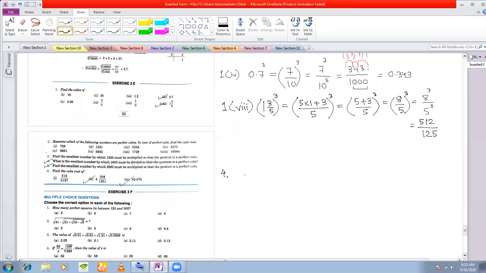Let's move on to the next one. Number 4. What is the smallest number by which 1600 must be divided so that the quotient is a perfect cube? Question is, what is the smallest number by which 1600 must be divided so that the quotient is a perfect cube? So the word here is divided. By what number 1600 must be divided? So what I do here is I prime factorize 1600 first.